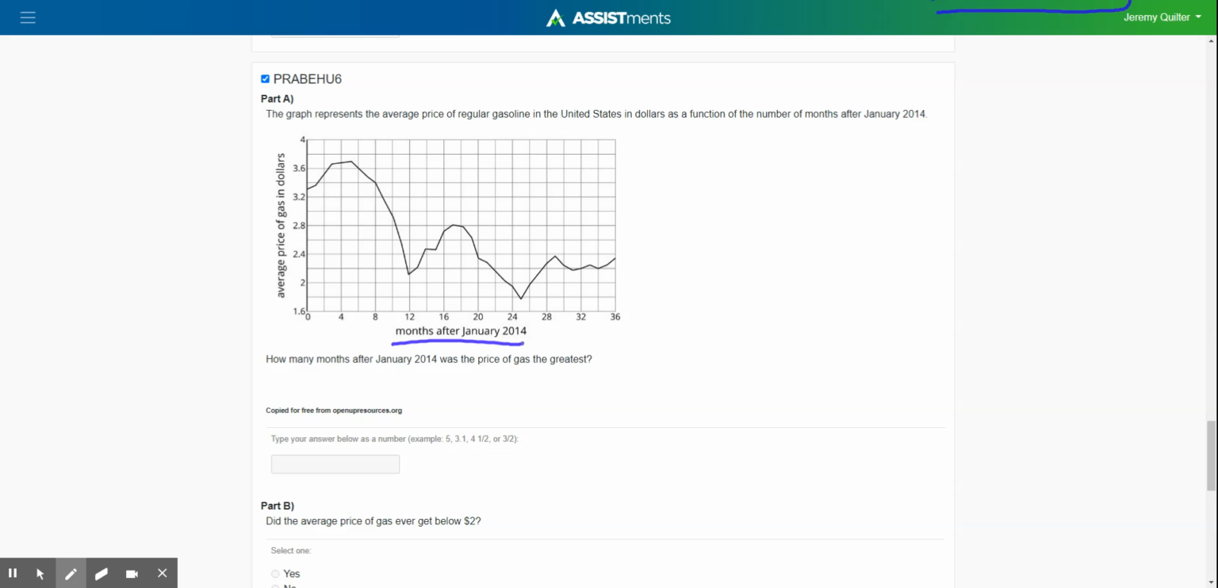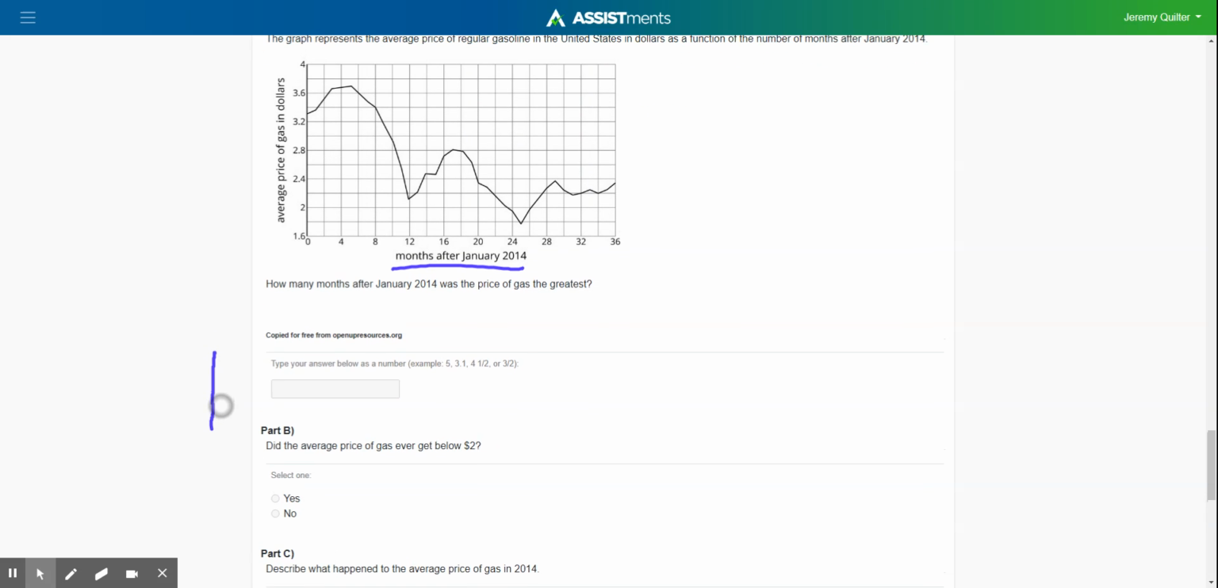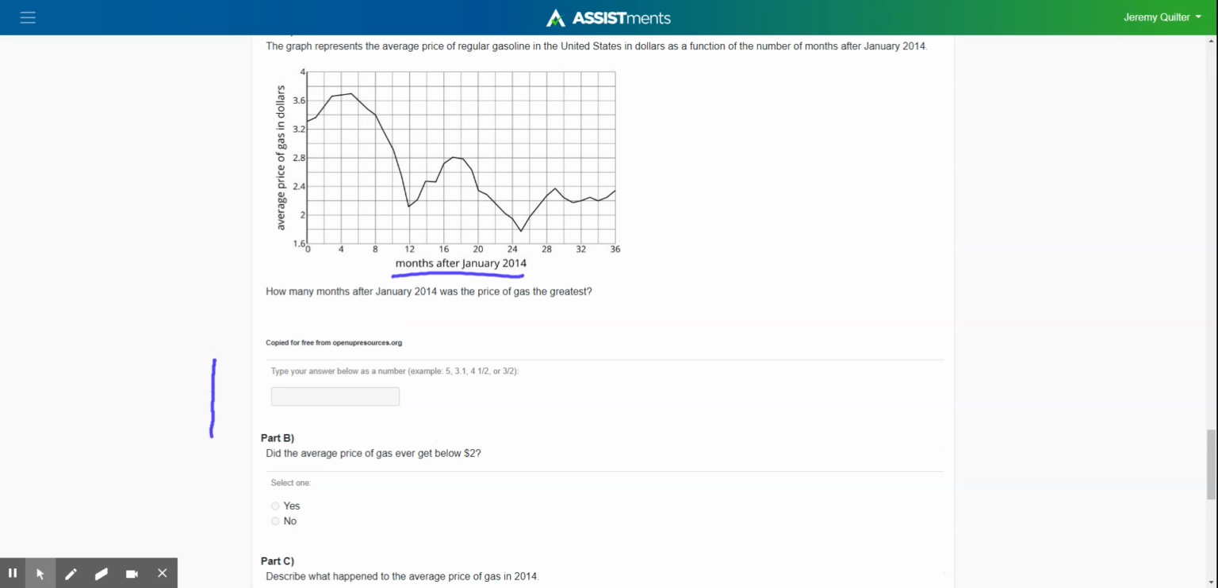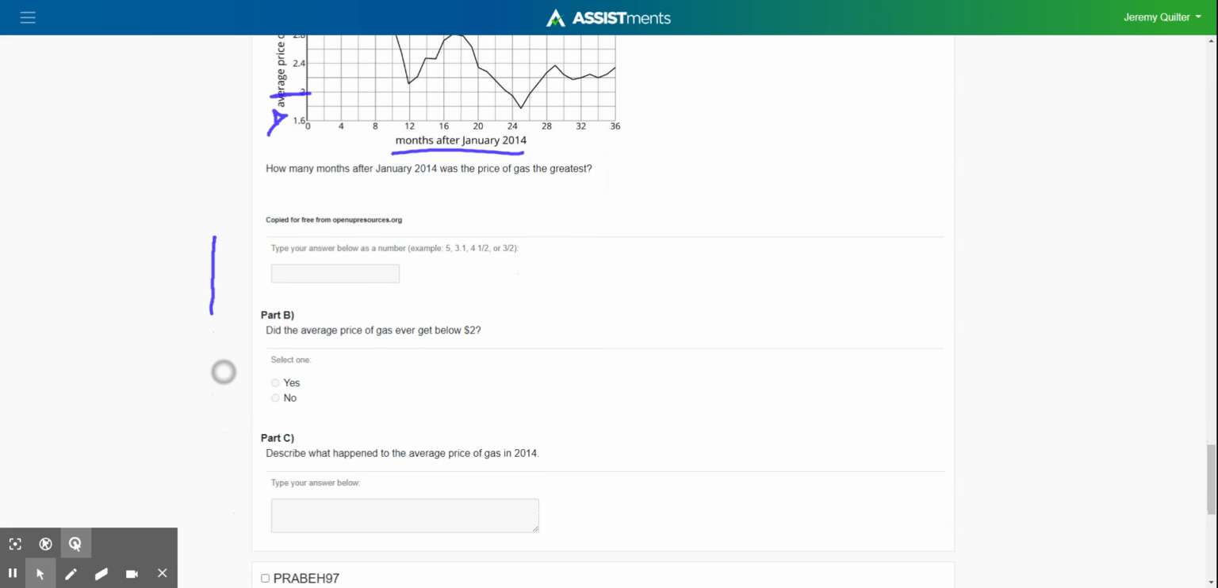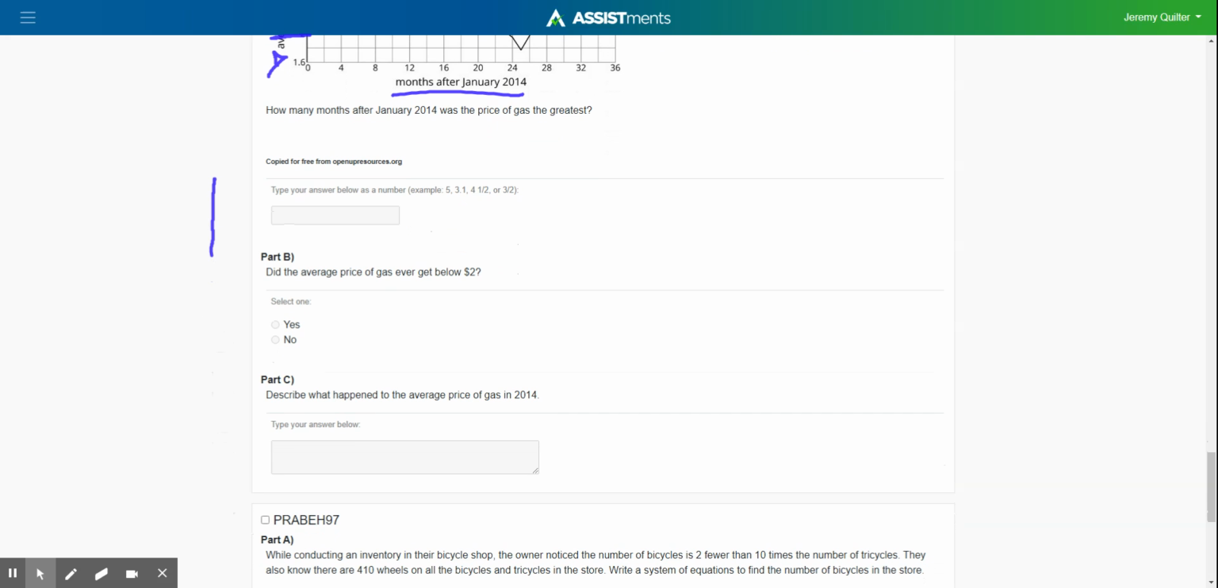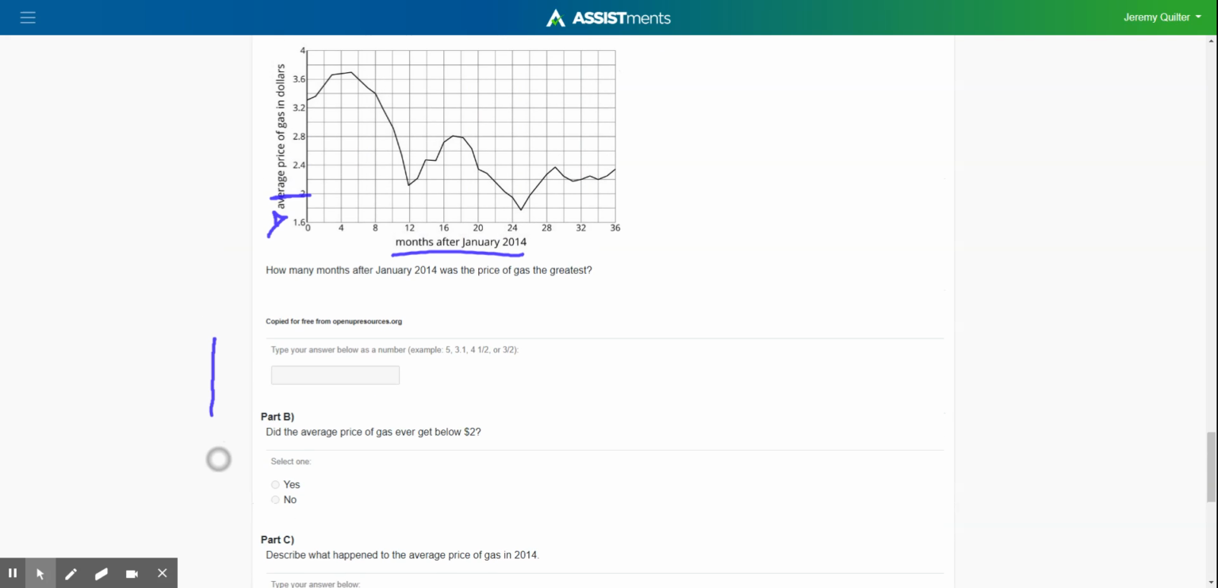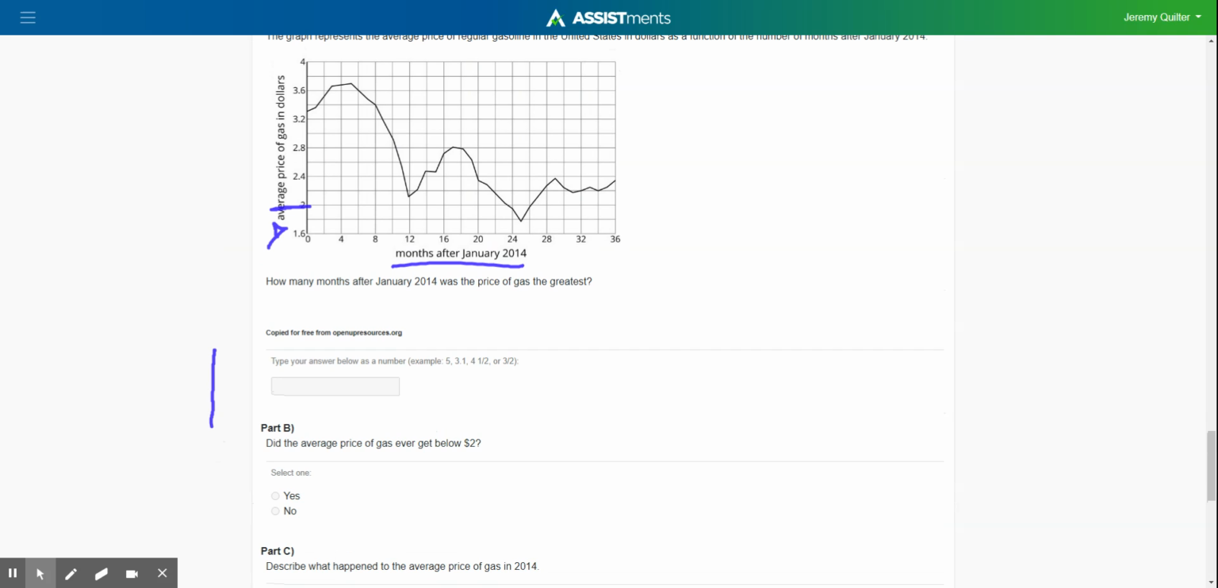Question B, did the average price of gas ever get below $2? Well, we're going to read over here on the y-axis now and think about where we're at with $2. Did the average price ever get there? Yes or no? Describe what happened to the average price of gas in 2014. You're going to go ahead and look at this whole graph and say, on average, what is the average price of gas doing in 2014?